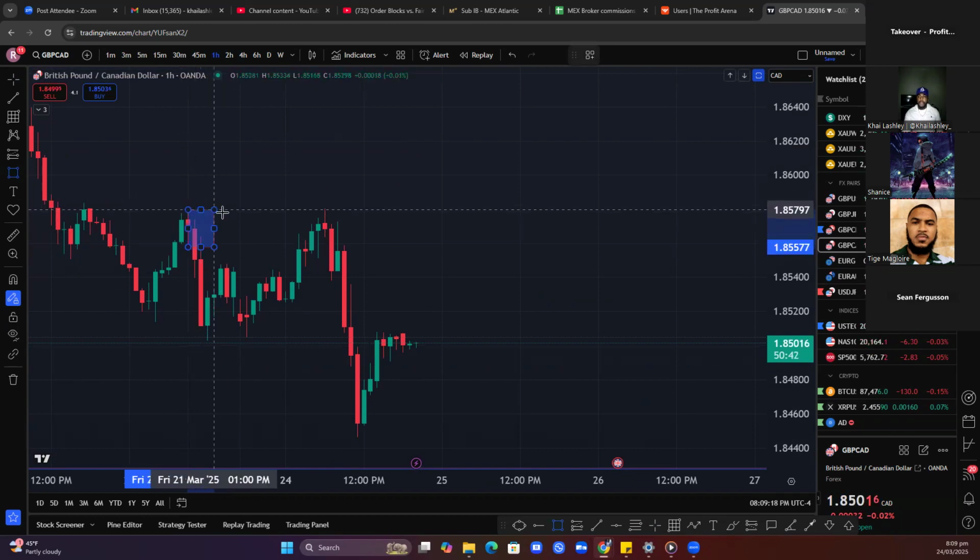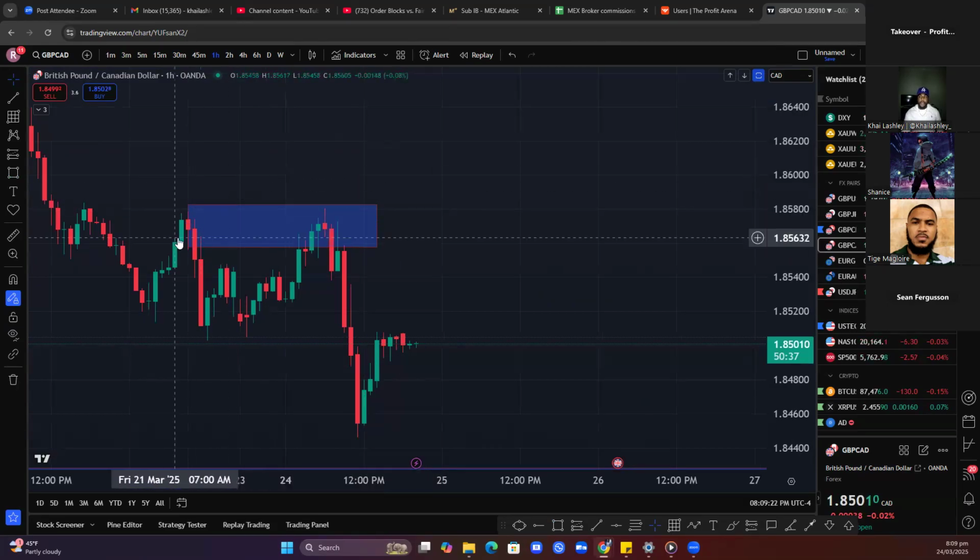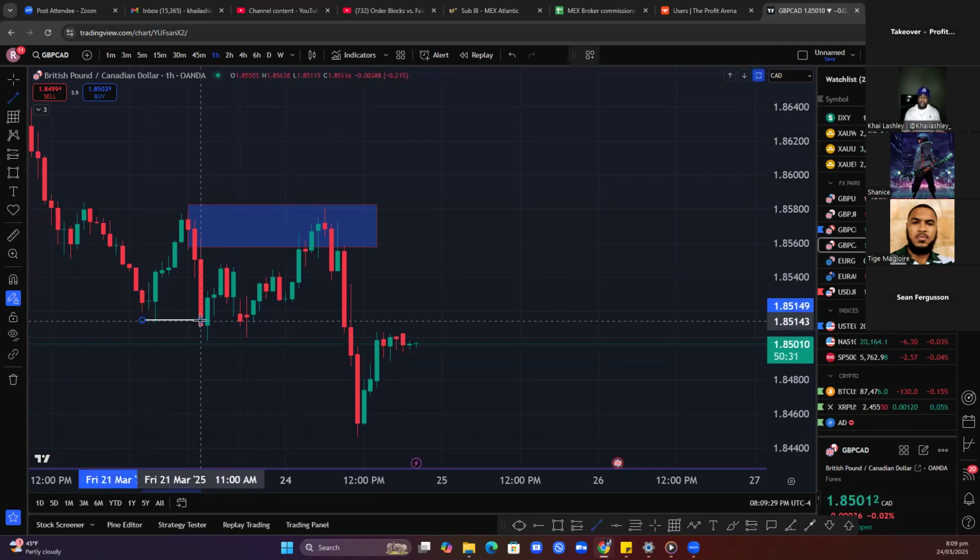So for example, here, we know that this high broke this low right here. This high broke this low here. So of course, we got a strong high.